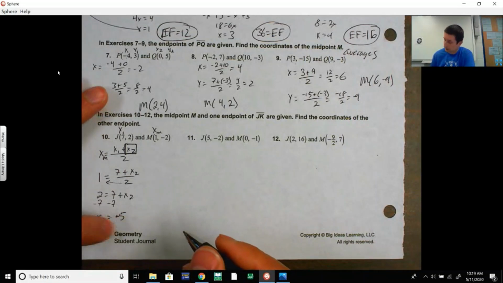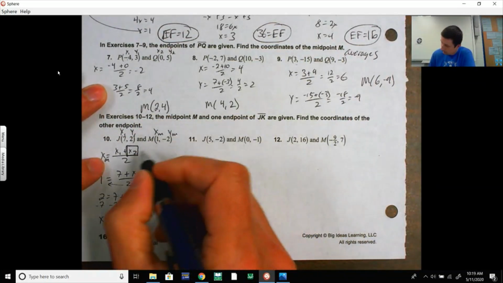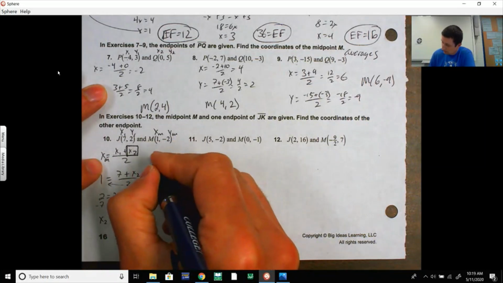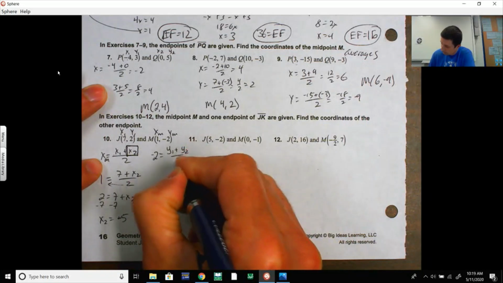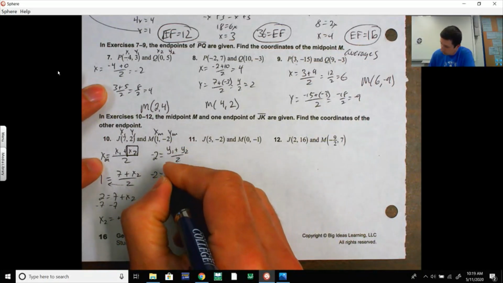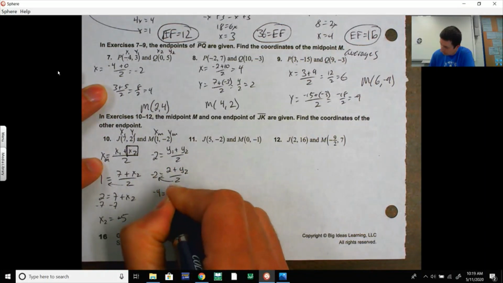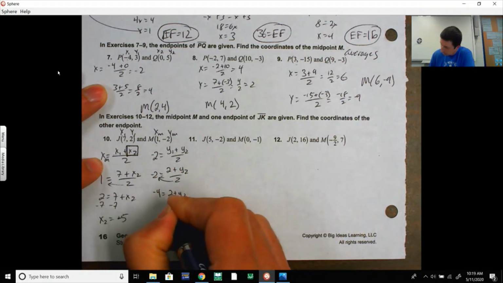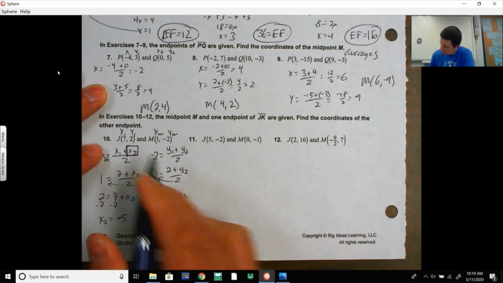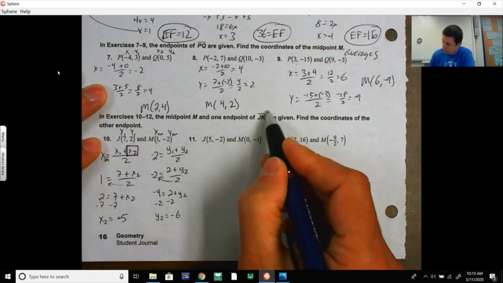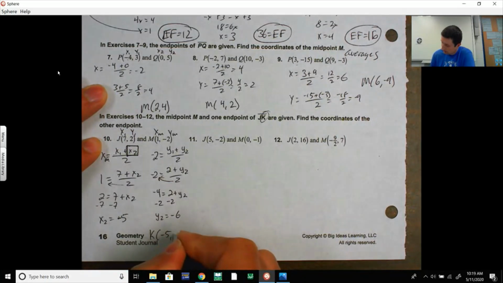Okay, let's do that with our y's. This is y1. This is the midpoint for y. So it kind of just changed these for y. So negative 2 equals y1 plus y2 divided by 2. So negative 2 equals 2 plus y2 divided by 2. Multiply the 2 over. Negative 4 equals 2 plus y2. Subtract your 2, you get y2 equals negative 6. So the other point, this is J. Remember, K was the other point. We're looking for point K. Point K would be at negative 5, negative 6.